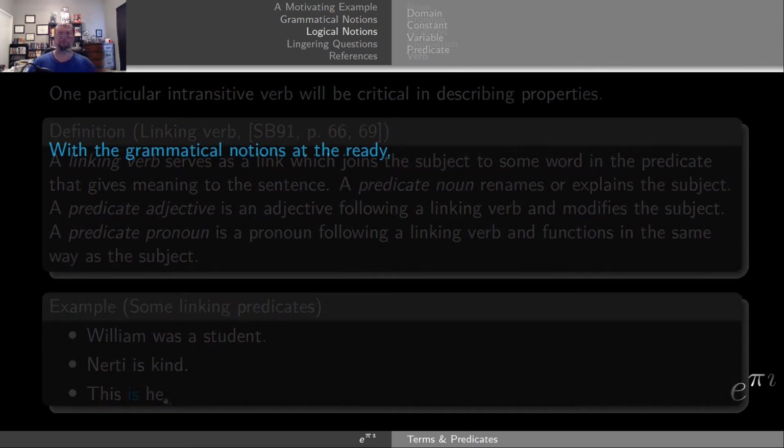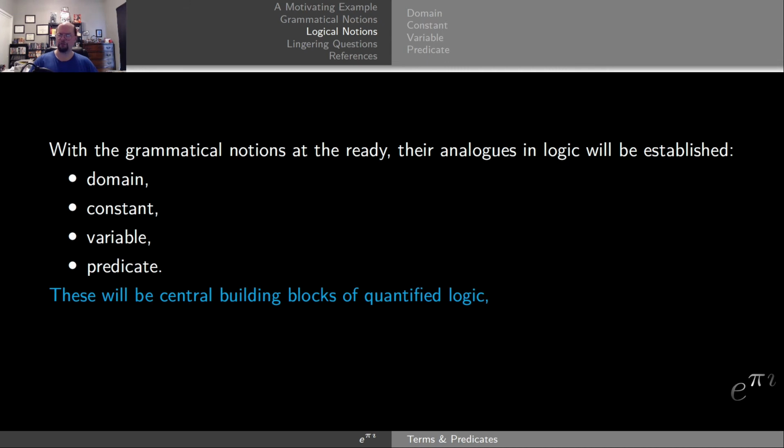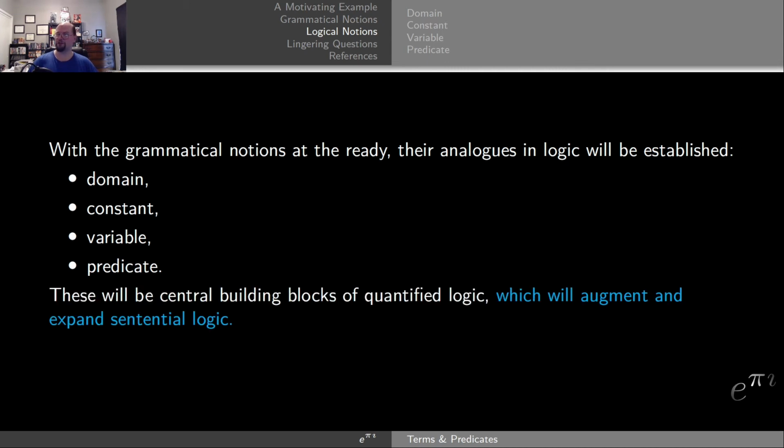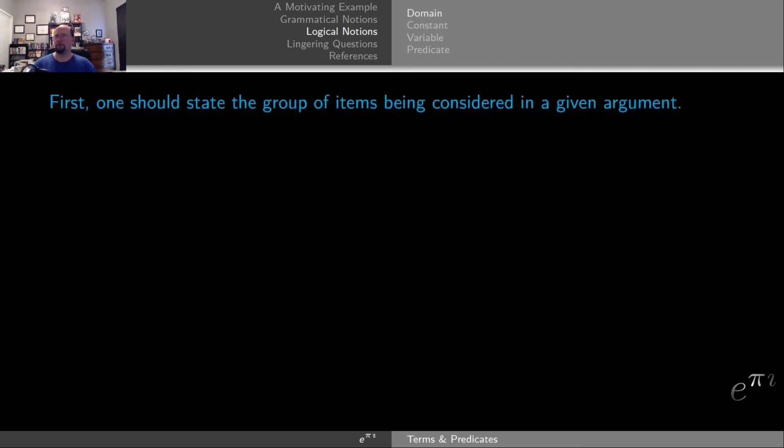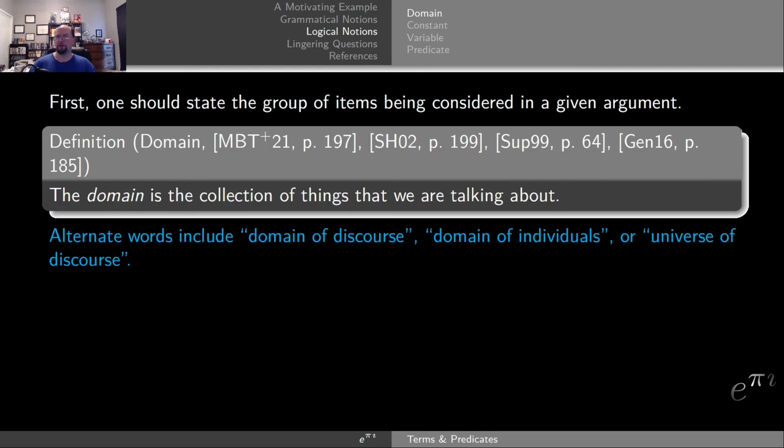With the grammatical notions at the ready, their analogs in logic will be established. Specifically, we will have domain, constant, variable, and predicate. These will be central building blocks of quantified logic, which will augment and expand upon sentential logic. First, one should state the group of items being considered in a given argument. That is, we should state the domain. The domain is the collection of things we are talking about. Alternate terms for this include domain of discourse, domain of individuals, or universe of discourse.